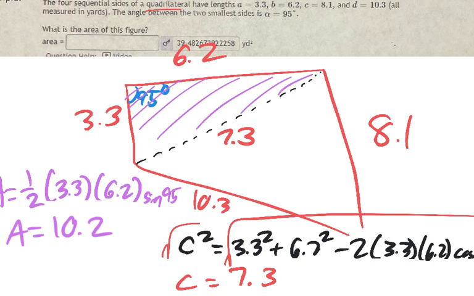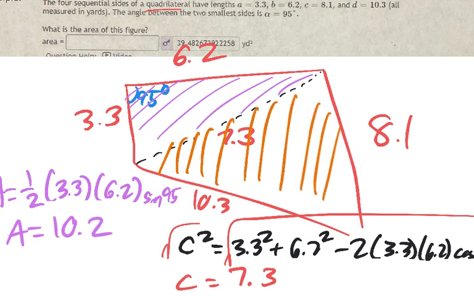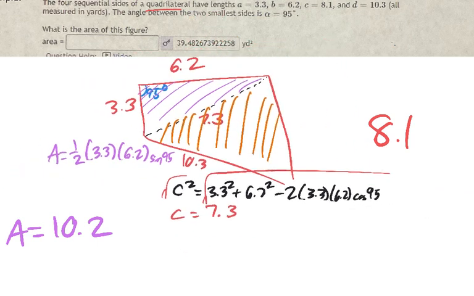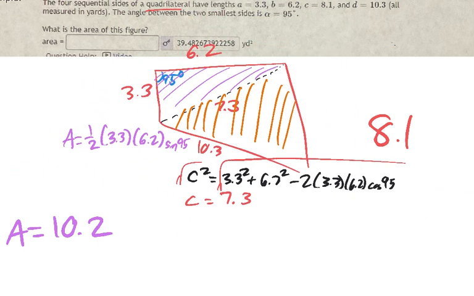Now we need to find the area of the orange triangle. And I know all three sides, so now I'm going to use Heron's formula. Well, I need to know the semi-perimeter first. We did it yesterday. If you look back at page 2 or 3, S equals 8.1 plus 7.3 plus 10.3 over 2.